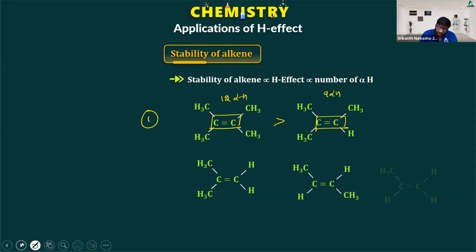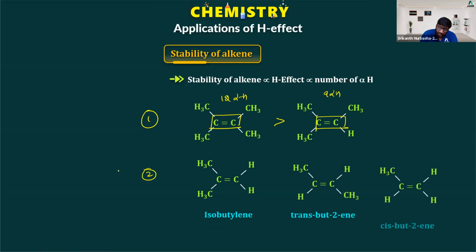Next example, try to compare between these three: isobutylene, trans-butylene, cis-butylene. What is the number of alpha hydrogens first? 6.